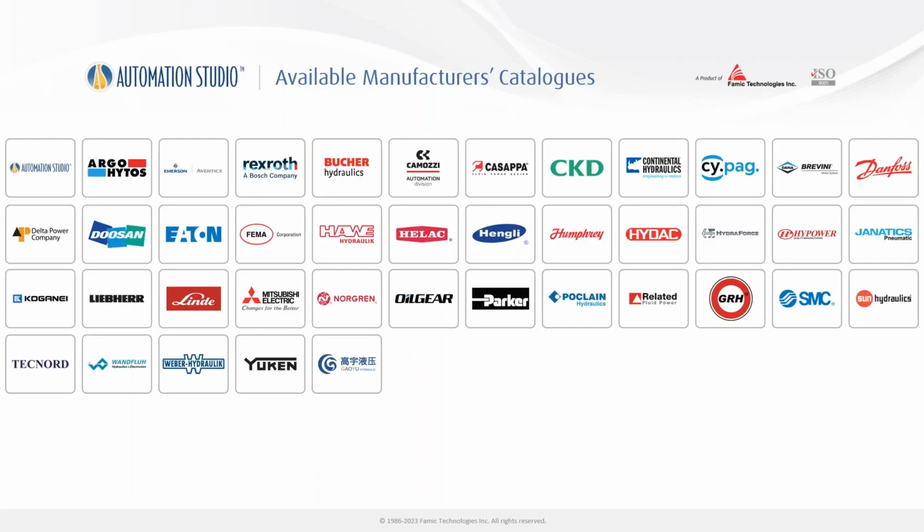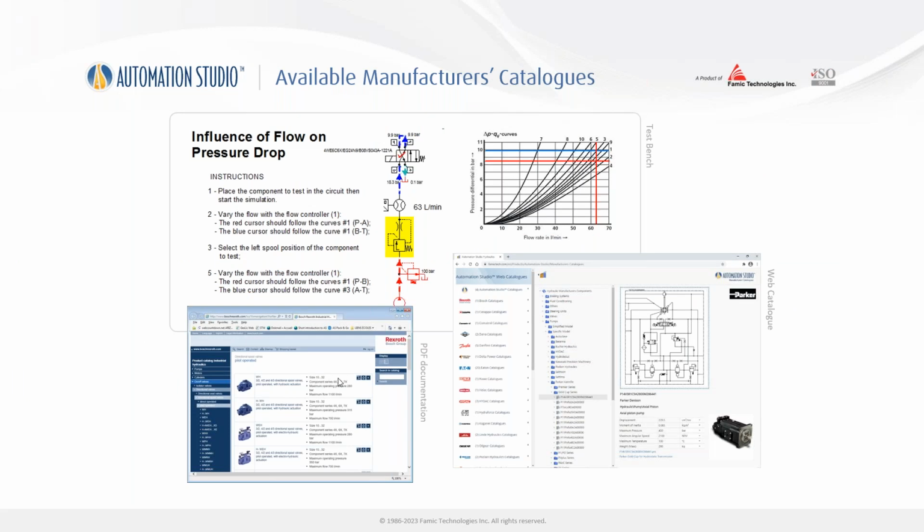So these are the available manufacturers catalogs which we have in Automation Studio. This is one of the main features we have in Automation Studio. If you're using any manufacturer-specific components while creating a circuit, all you have to do is select the catalog which you want, select the component you're looking for, configure it, and simply drag and drop the component into the workspace and directly add it to the circuit that you're using. With each and every component, we also have a test bench available where you can test the component before adding it into your actual circuit.